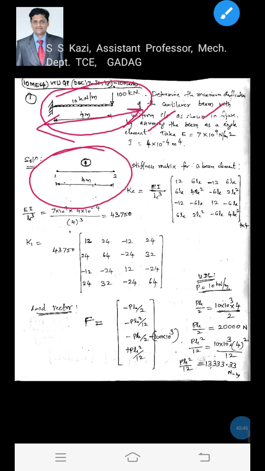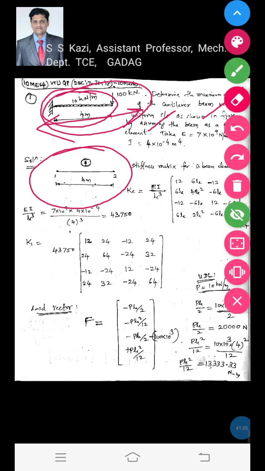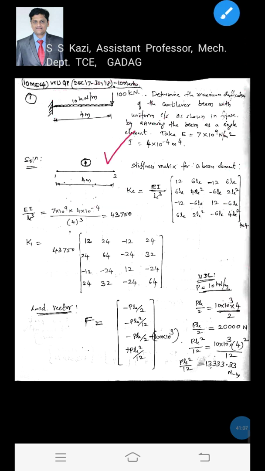Here in the problem it is also mentioned to consider a single element. You may consider two elements also, but it will be time consuming. In the question paper, only if it is specifically asked to consider the beam as two elements should you consider it in two equal parts. But here it is asked to consider a single element. The length of the element will be the entire length of the beam, 4 meters.